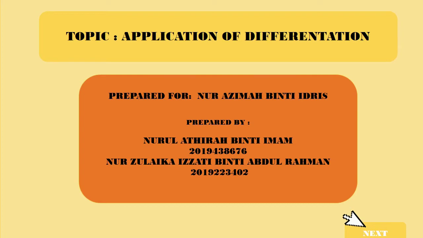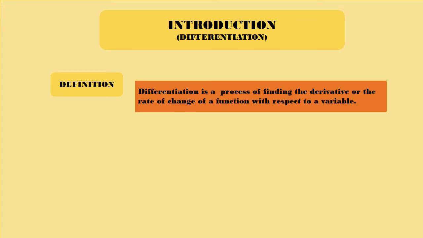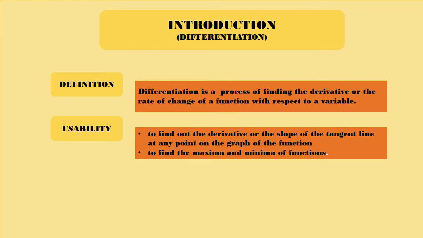Today, we are going to present a video about the application of differentiation in our daily lives. So first, what is differentiation? Differentiation is a process of finding the derivative or the rate of change of a function with respect to a variable. Differentiation is used to find out the derivative or the slopes of the tangent line at any point on the graph of the function. It can also be used to find the maxima and the minima of a function.